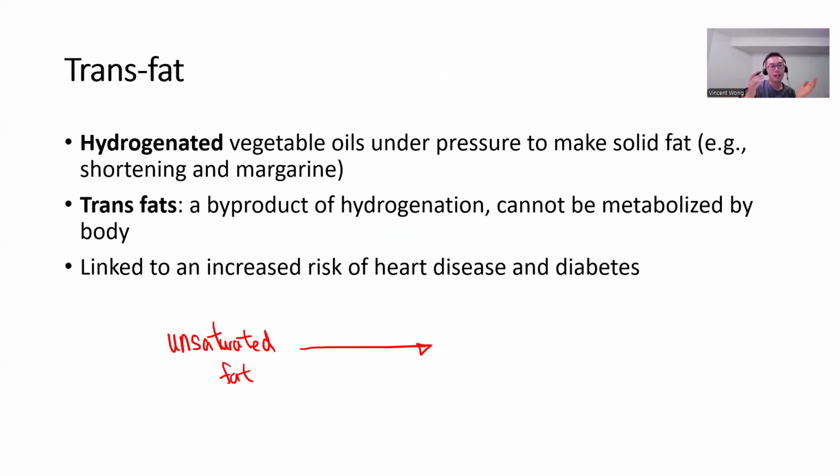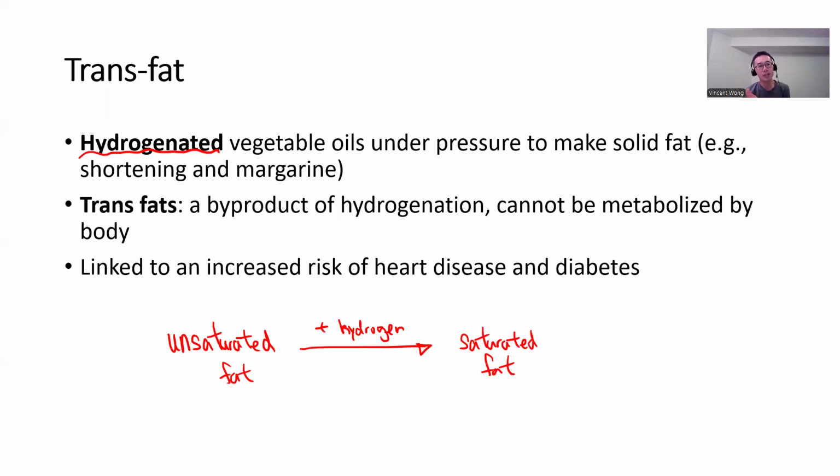So people came up with a way to convert them into spreadable form. You can take unsaturated fat and add hydrogen to it and convert it into saturated fat. This process is called hydrogenation, and that is how you create shortening and margarine.